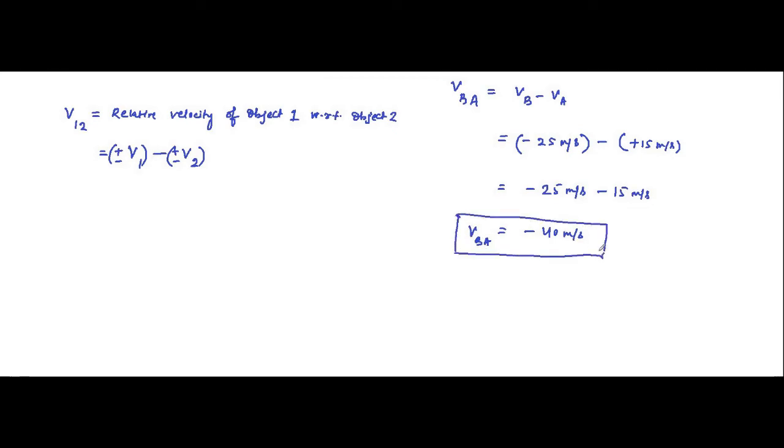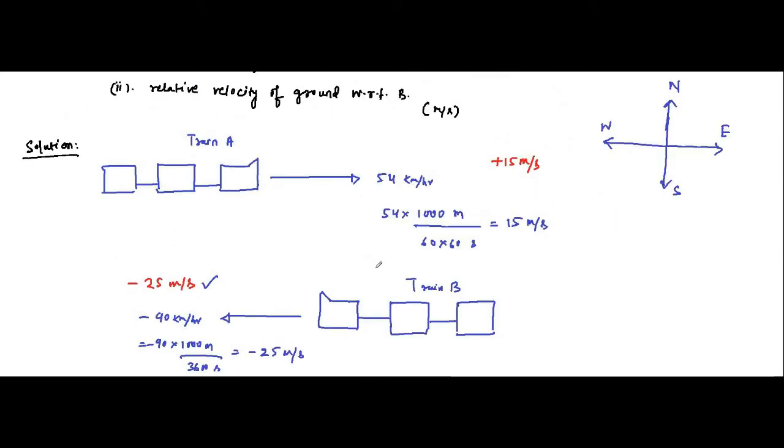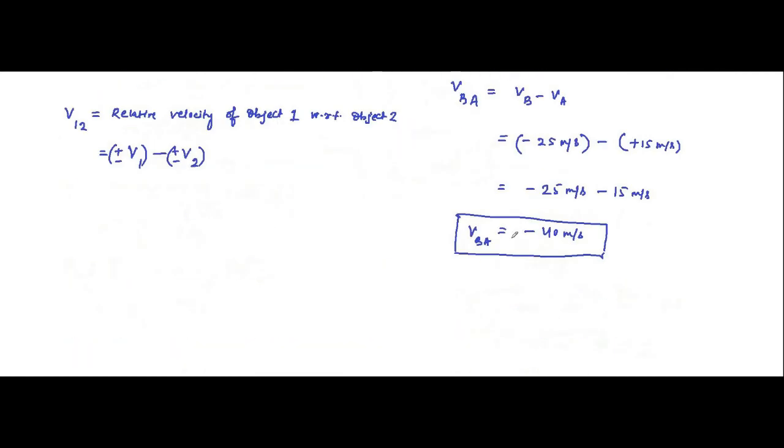So what this essentially means is, suppose someone is standing on the train. Well, it is not safe to stand on the train, but let's just assume that someone is standing on train A, and he or she observes train B. Assuming that train A is stationary, then it will appear to this man as if train B is moving away from this position where he is standing at a velocity of 40 meters per second.